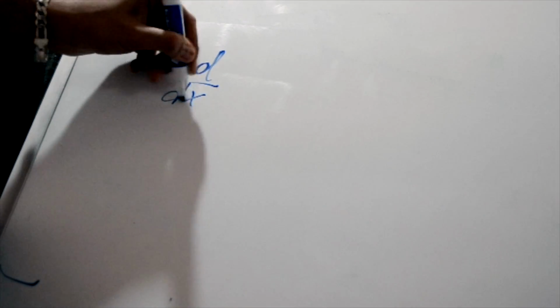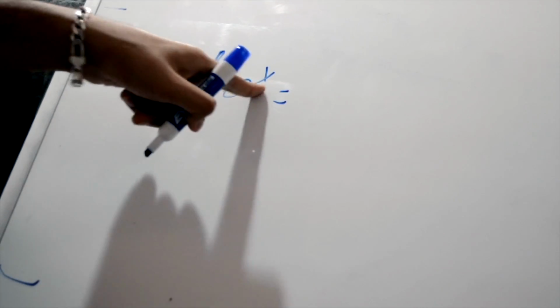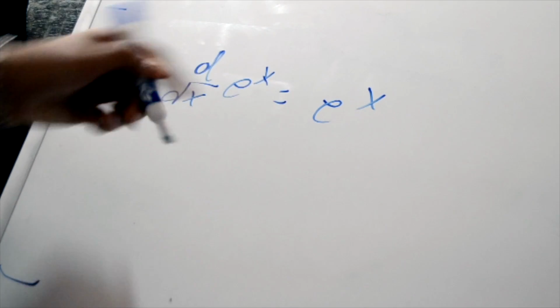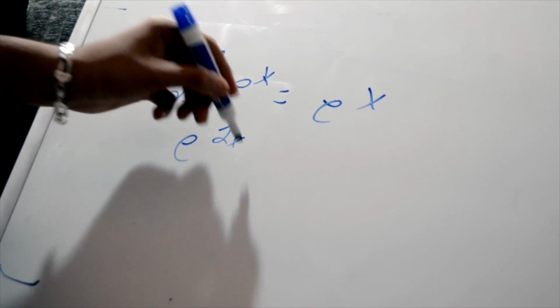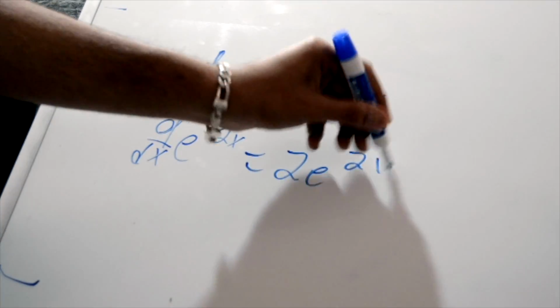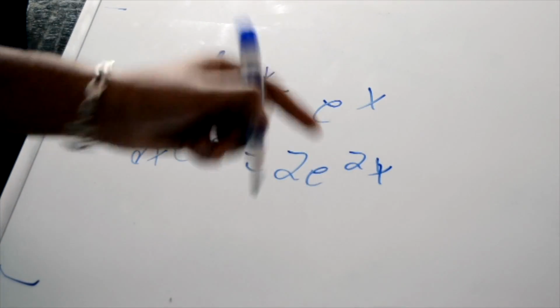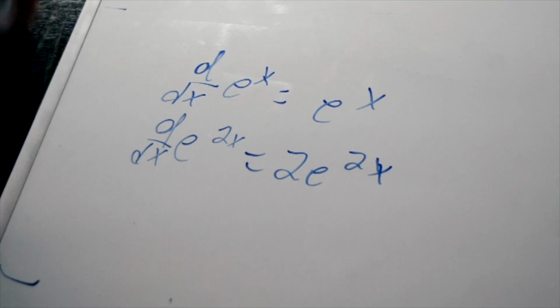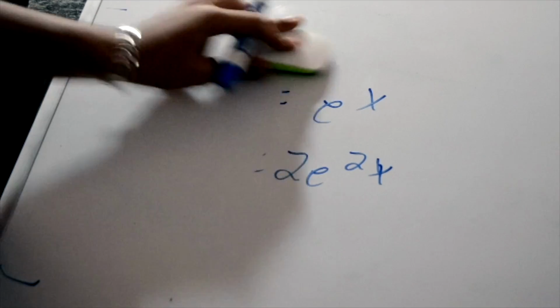Derivatives using exponentials. If you have the derivative of e to the x, just remember to find the derivative of the exponent. The derivative of e to the x is e to the x, but the derivative of e to the 2x is going to be 2 e to the 2x. The exponent stays the same, but you find the derivative of the exponent and put it in front.